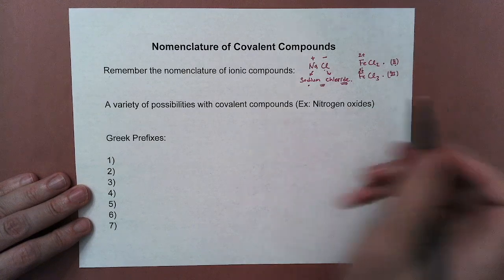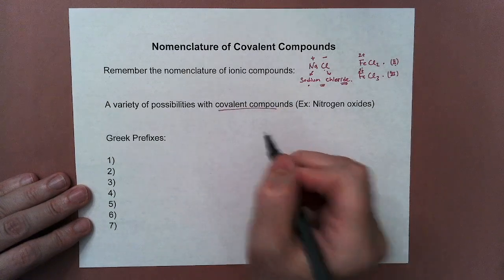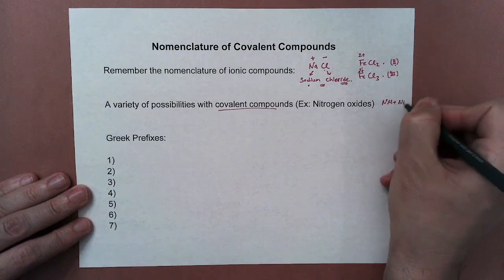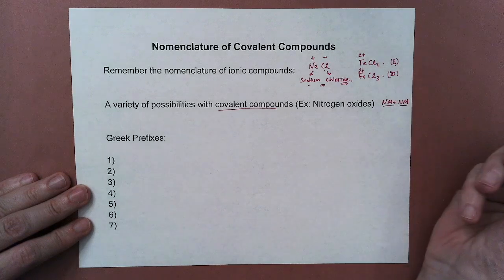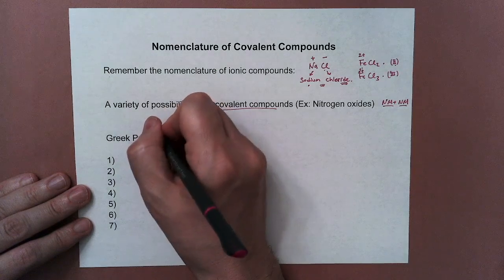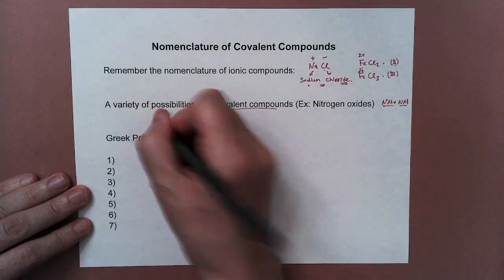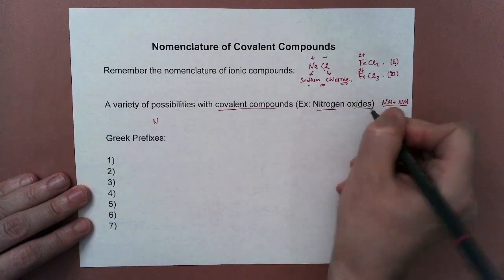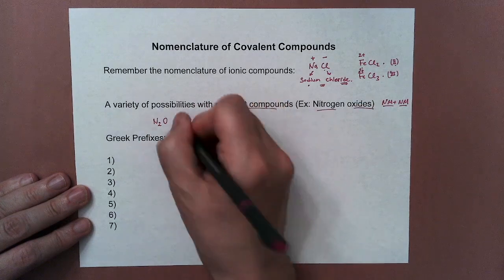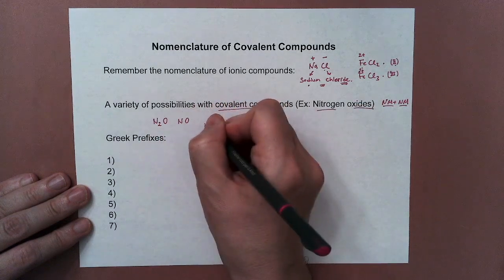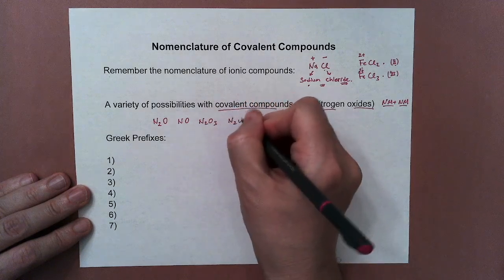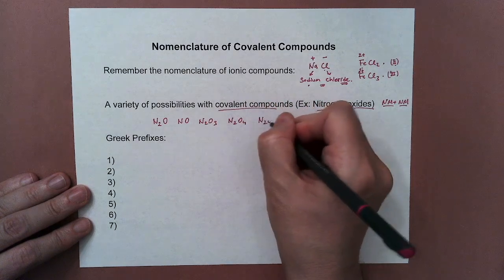Okay. Let's talk about the covalent compounds then. Covalent compounds are formed by a combination of a nonmetal with another nonmetal. How are we going to name covalent compounds? Two nonmetallic elements can combine in several different ways. Consider nitrogen oxides. Nitrogen can combine with oxygen to give you this, N2O, or this, NO, or this, N2O3, or this, N2O4, or this, N2O5.